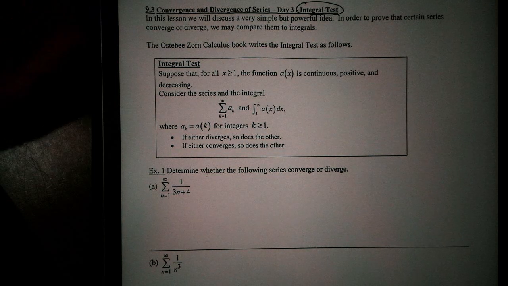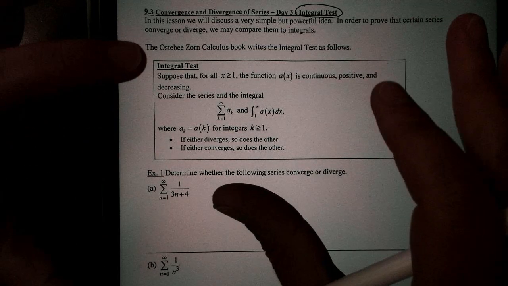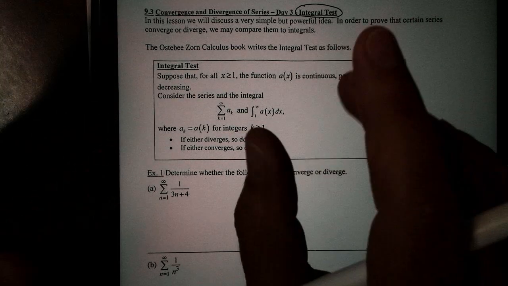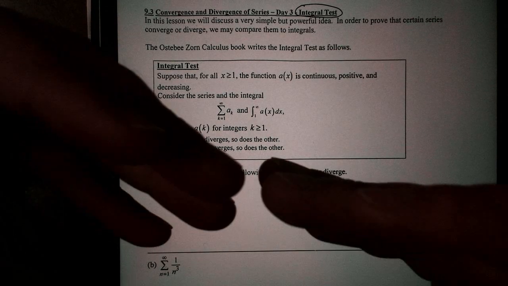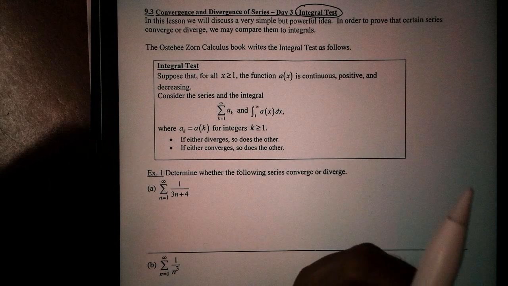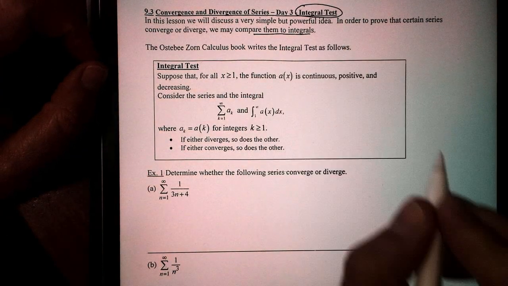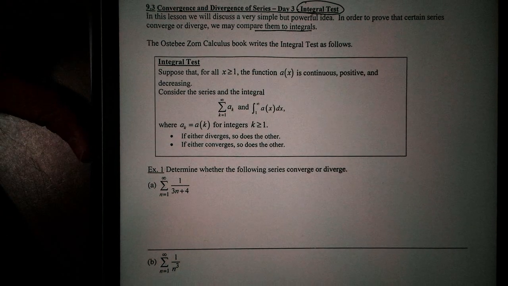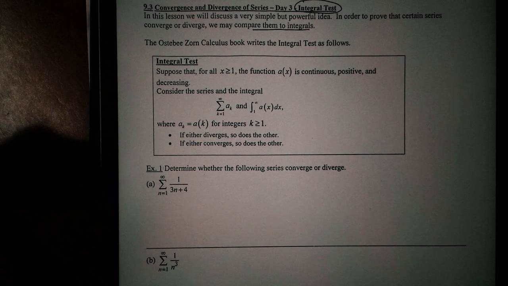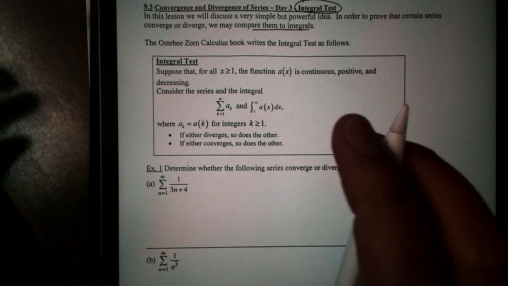Now, the integral test is not necessarily the friendliest of our tests, but it does give us a very powerful idea: we can compare the series we're looking at to integrals. We're going to talk about that as we go through these examples. So this is what the integral test says.